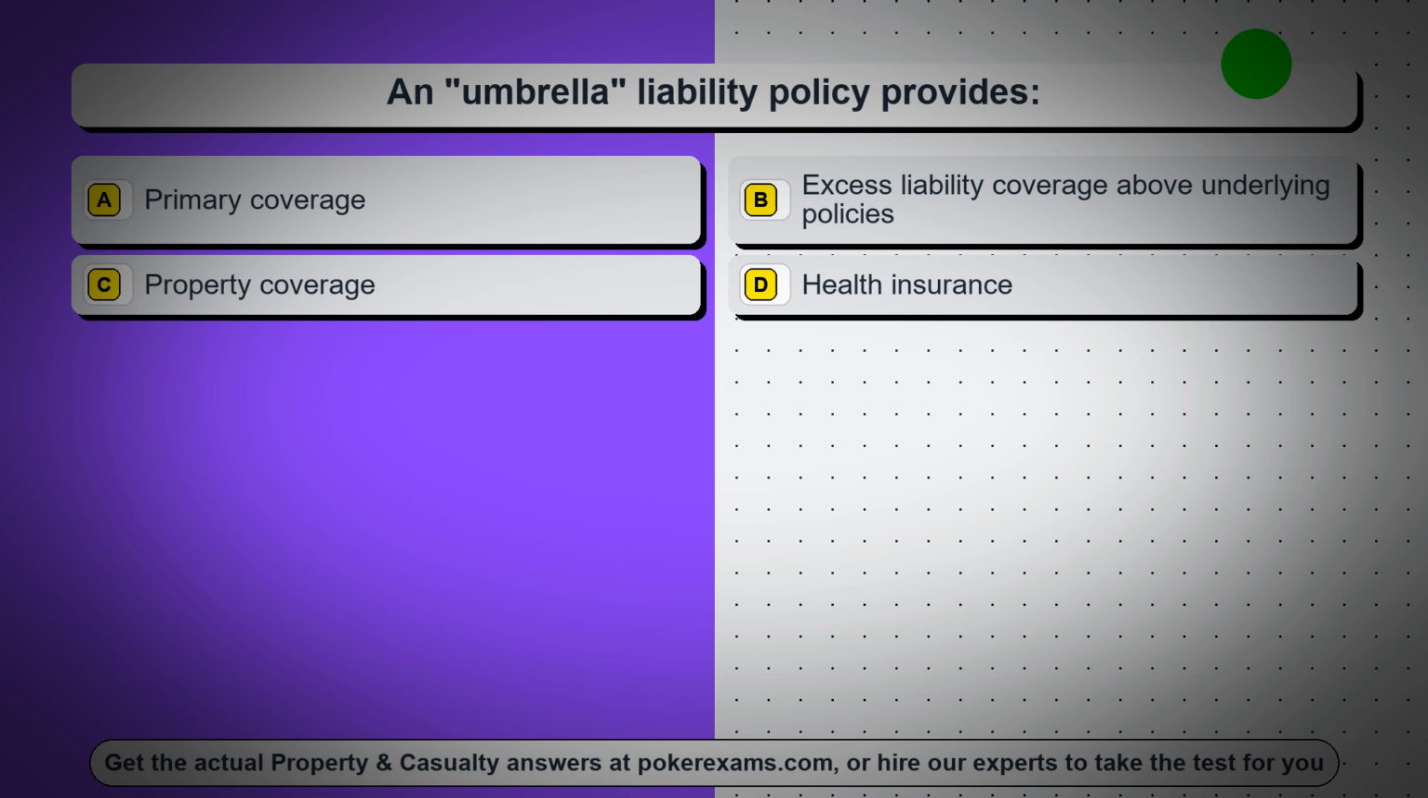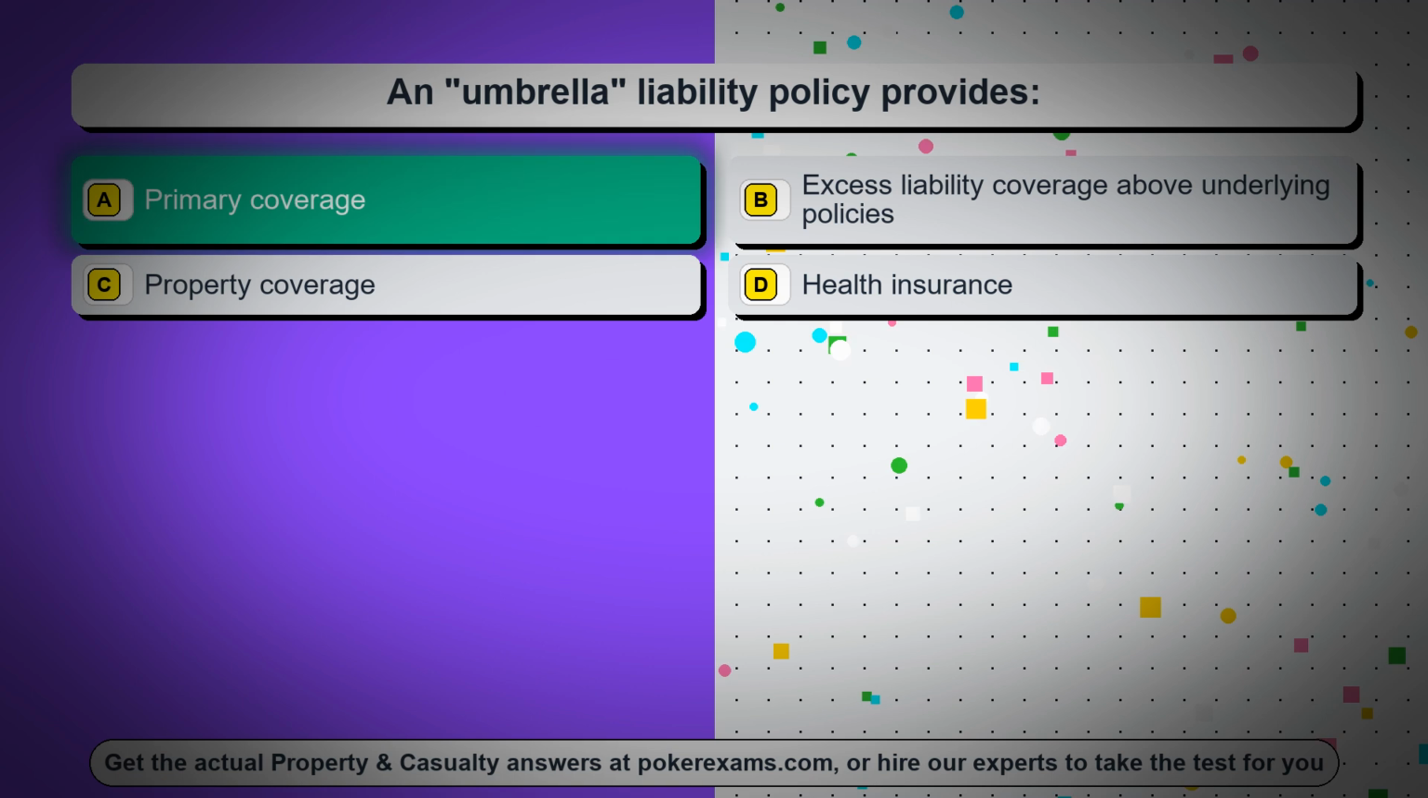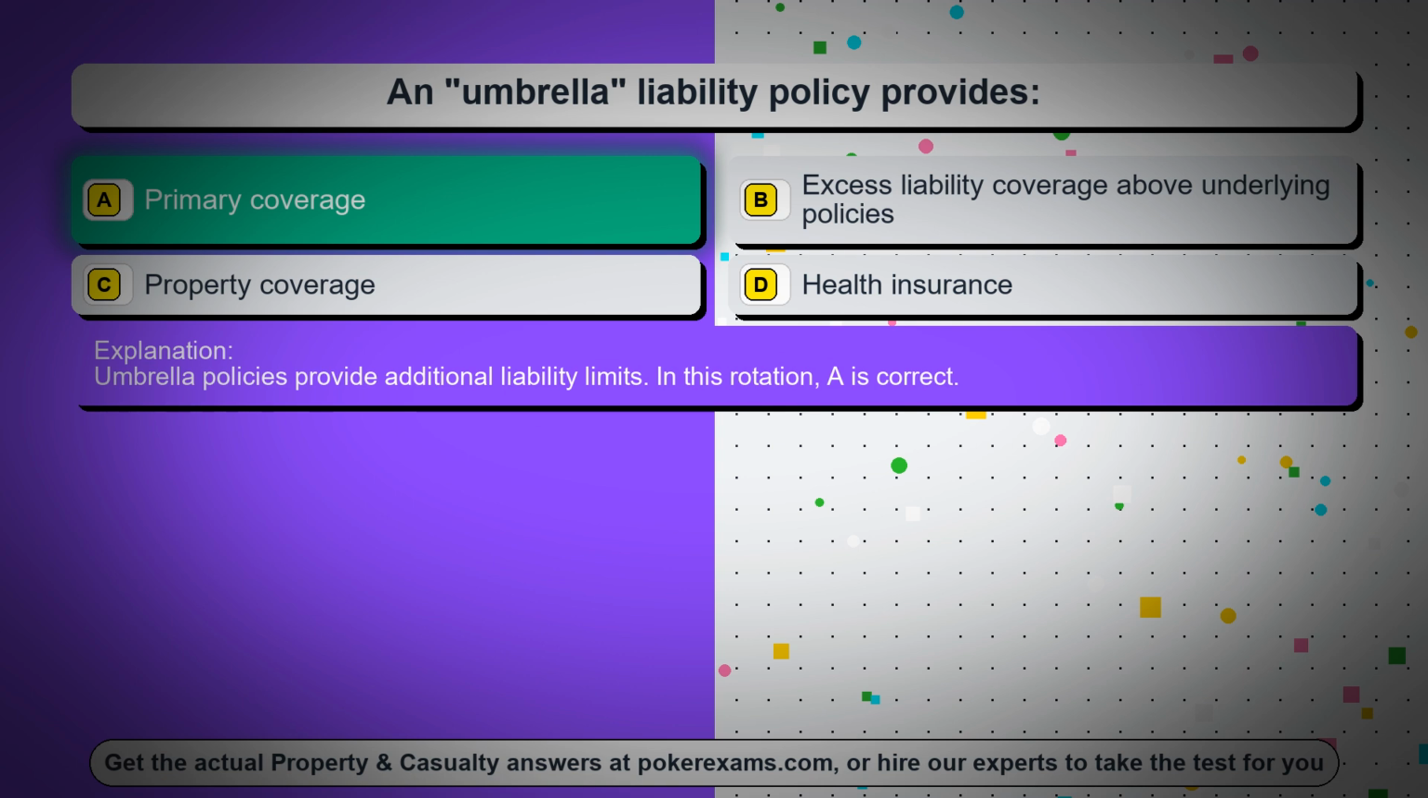Question 73. An umbrella liability policy provides: Option A, primary coverage. Option B, excess liability coverage above underlying policies. Option C, property coverage. Option D, health insurance. The correct answer is option A, primary coverage. Umbrella policies provide additional liability limits. In this rotation, A is correct.